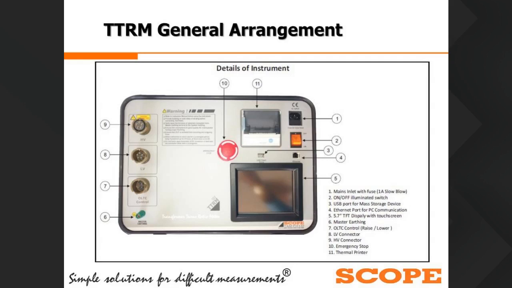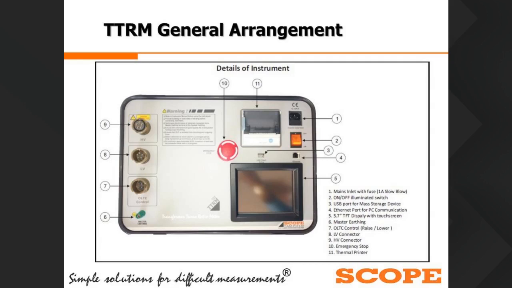Here you can see the different connectors we have given: HV connector, LV connector, and OLTC control. The HV connector is to connect to the HV side of the transformer, and the LV connector to the LV side. We have provided an automatic OLTC control facility, to measure turns ratio of all taps, excitation current, and phase angle deviation in a single click. That reduces the testing time.